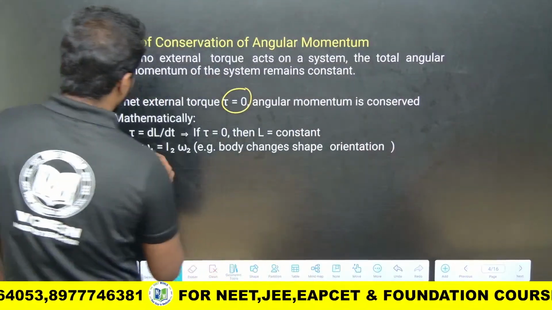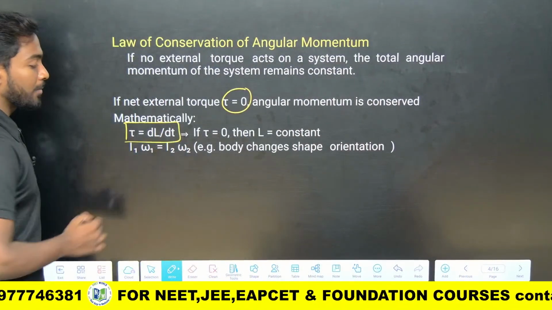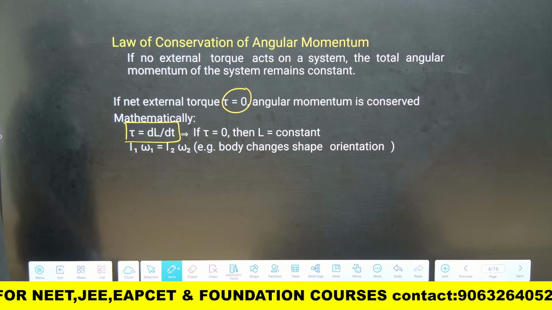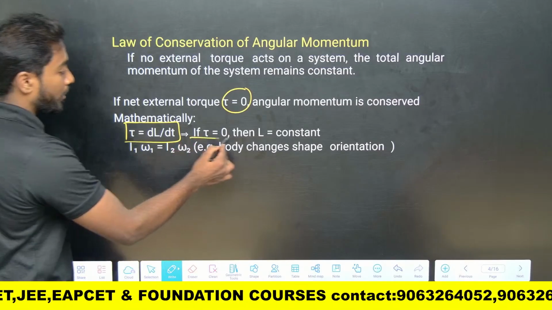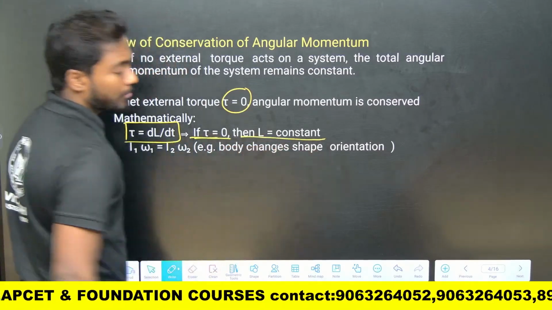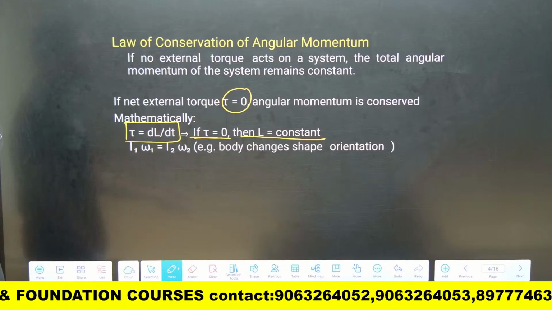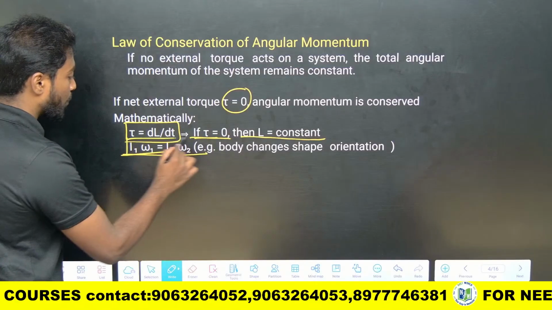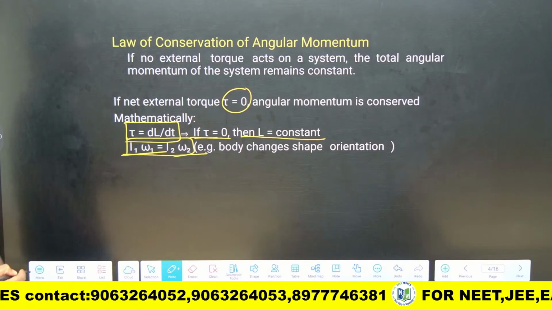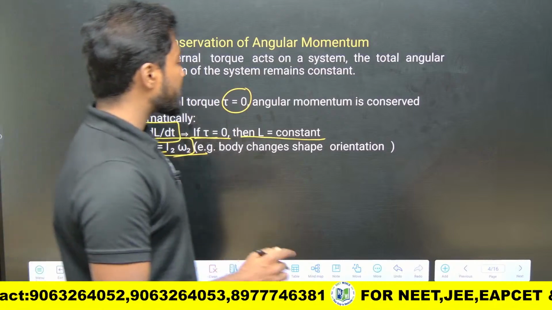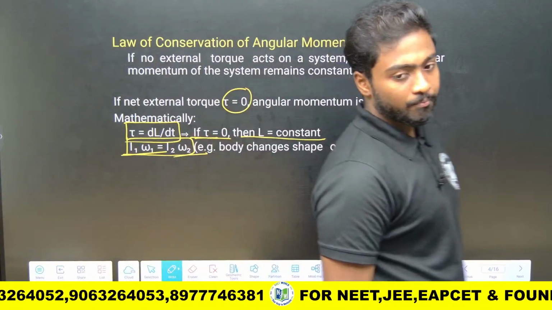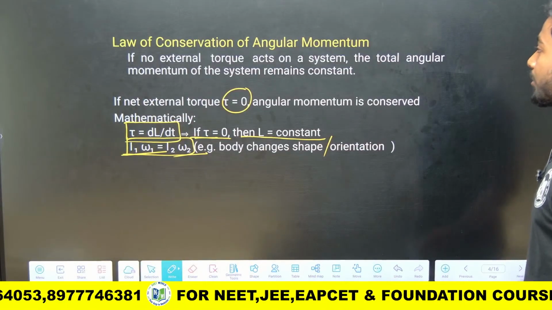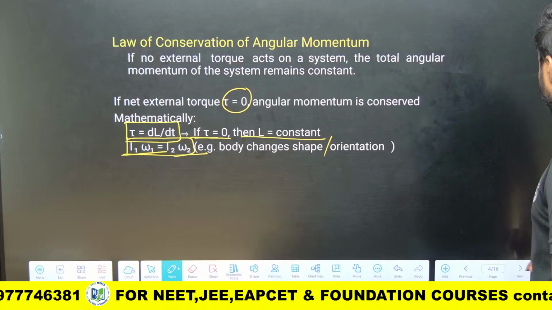Torque is equal to dL by dt, the rate of change of angular momentum with respect to time. So if torque is 0, L is constant. If torque is 0, angular momentum is conserved. So I1 omega 1 is equal to I2 omega 2. For example, when a body changes shape or orientation. This is about the law of conservation of angular momentum.